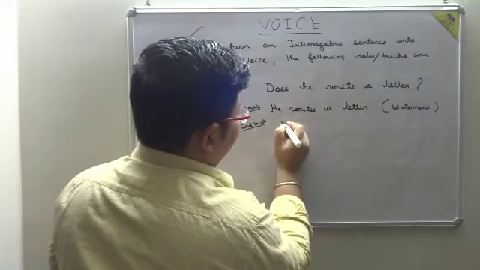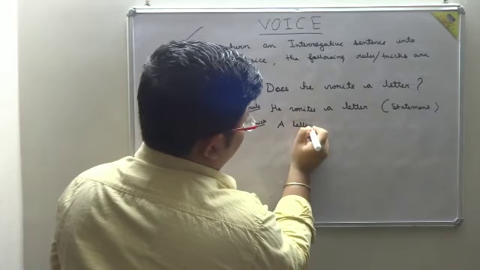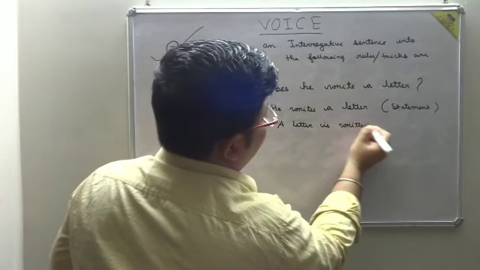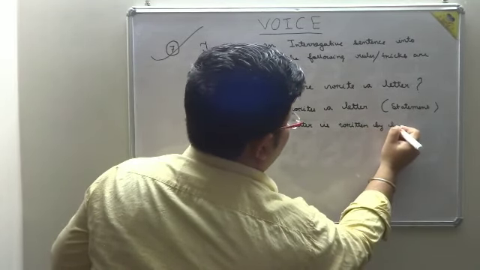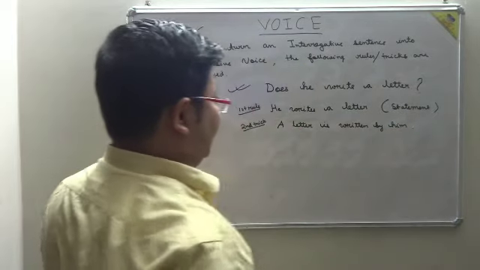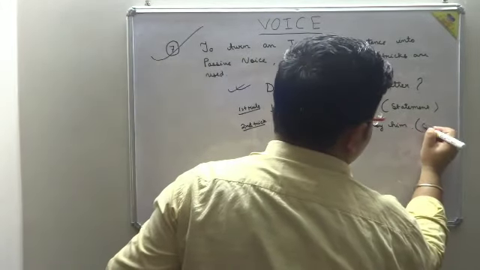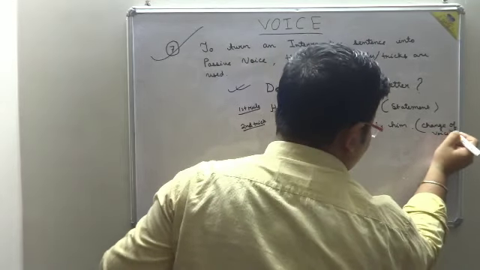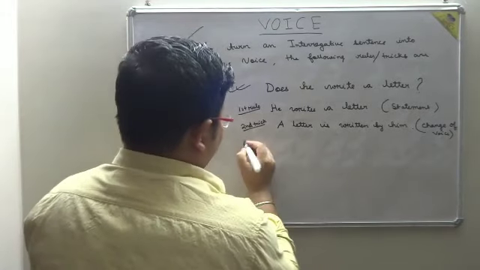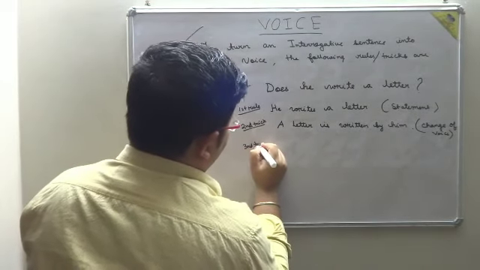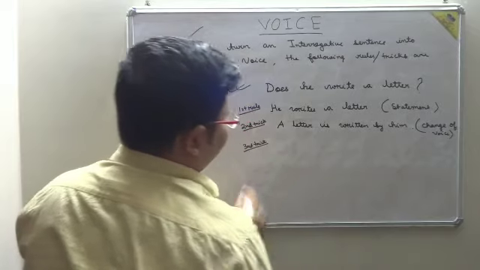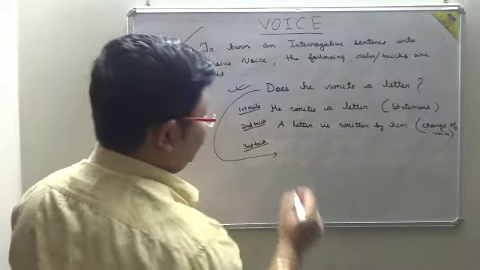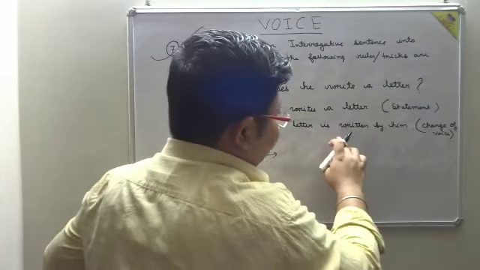He writes a letter. A letter is written by him. Change of voice. Now our third trick or third rule, the final one, I will get the answer here. Does he write a letter? I will get the answer here only. Okay, this will be the answer. A letter is written by him.